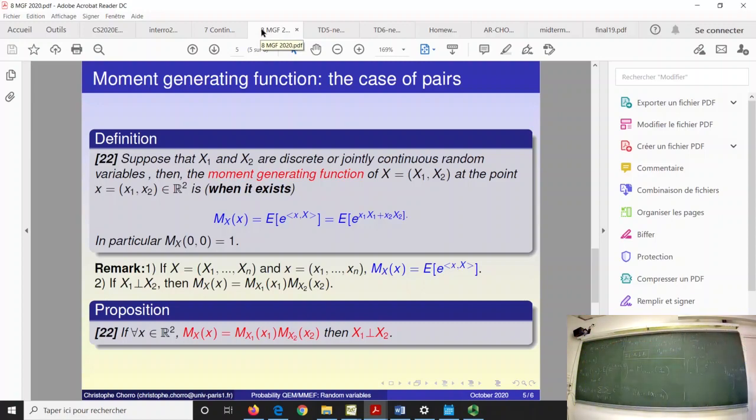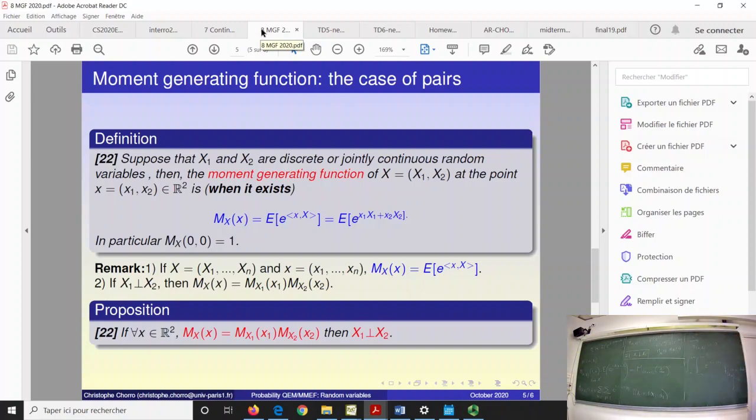But you will have a new tool now. In order to prove that two random variables are independent, in the discrete or in the continuous case, you will just have to prove that the moment generating function of the pair, that is this one, is equal to this product here. Okay, so this implies independence. And we will have a criterion in order to prove that two random variables are independent, just checking what happens for the moment generating function of the pair. Okay? And once again, in the case of Gaussian vectors, it will be very basic to prove independence.